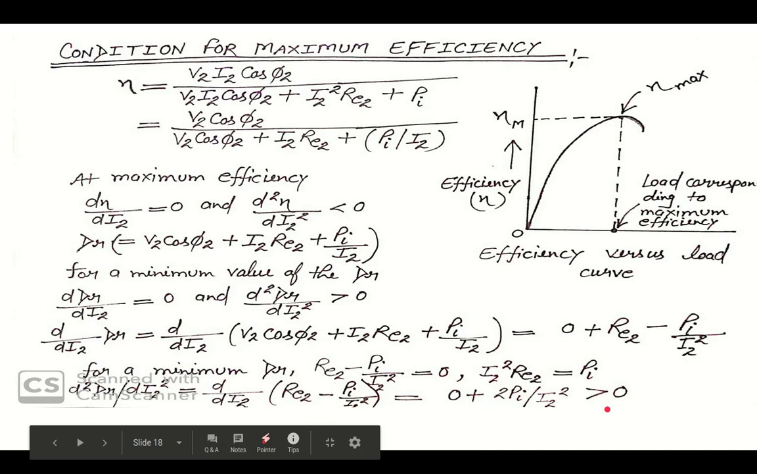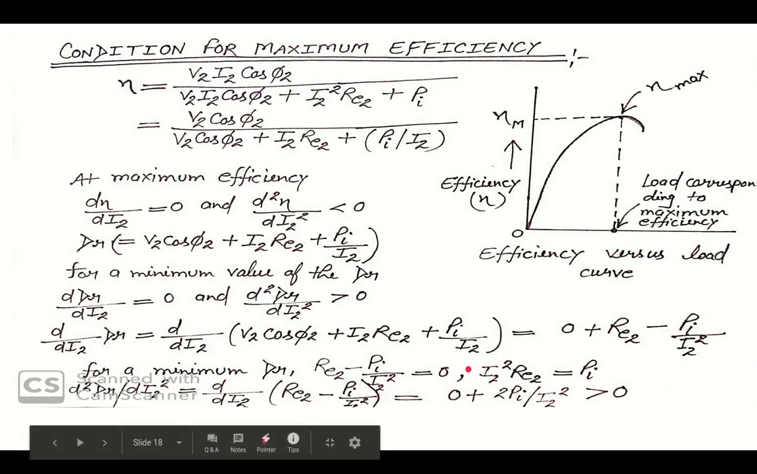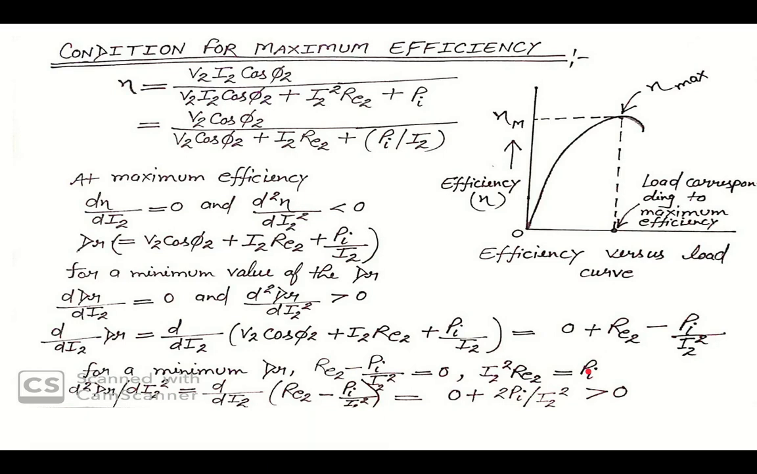So you can see here with this equation Re2 minus Pi upon I2 square equals 0, we get I2 square Re2 is equal to Pi. You can say that the condition for maximum value of efficiency, from this equation, is that the efficiency of a transformer for a given power factor is a maximum when the variable copper loss is equal to the constant iron loss.